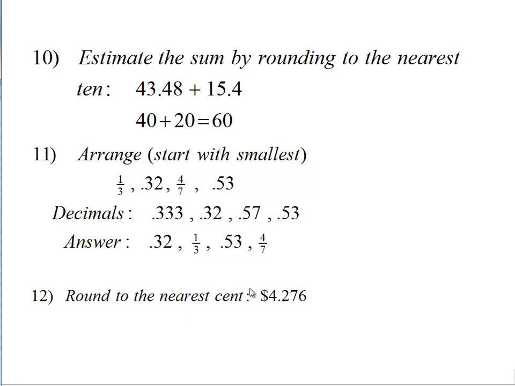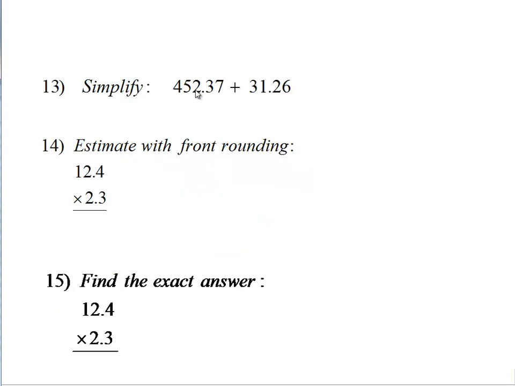Round to the nearest cent. If we have $4.276, the second decimal is the 7, which rounds up to $4.28. Okay, simplification, if you'll just type in your calculator 452.37 plus 31.26, you should get 483.63.